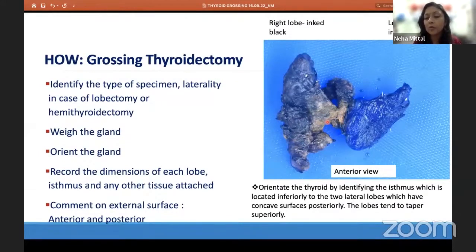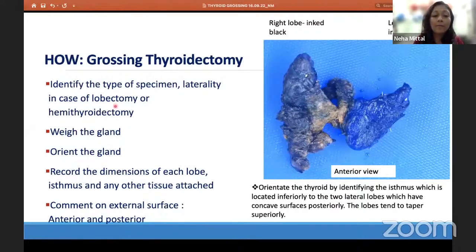beyond recognition because of the nodules or because of the disease. And if that has happened, in that case, please ask your surgeons. It is a good idea to mark a suture at the superior pole of one or both lobes in that situation, which will definitely help you identify and orient your specimen. Or go back to your imaging findings and try to correlate with the size of the lobes and their features on ultrasound for orientation of the specimen. The lobes tend to taper superiorly and are broader at the inferior pole in most cases.